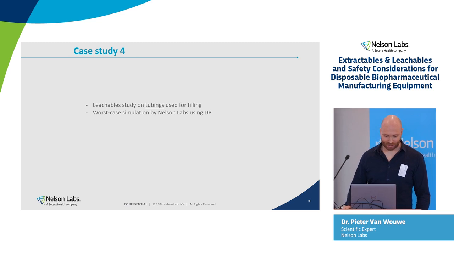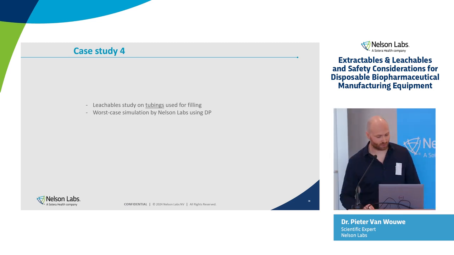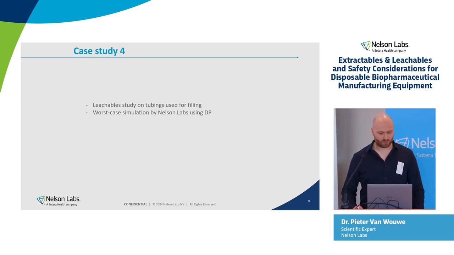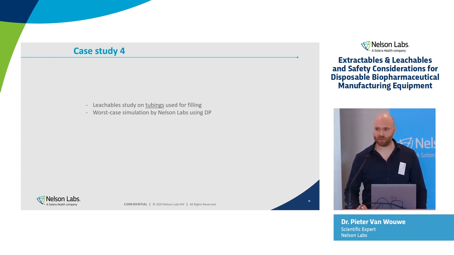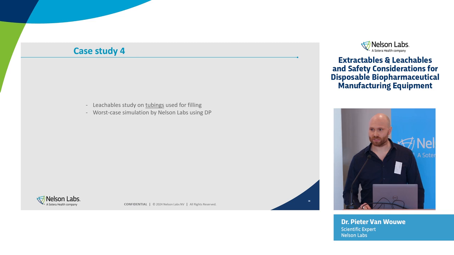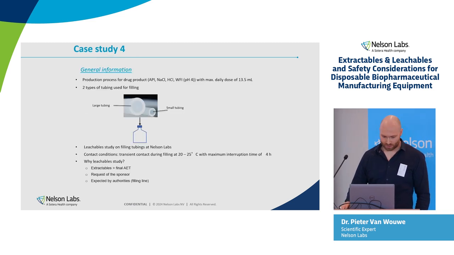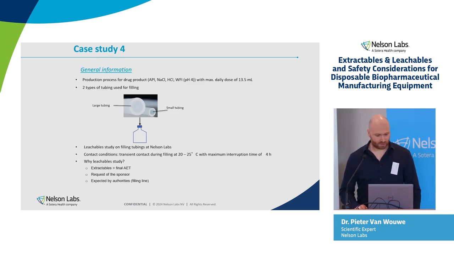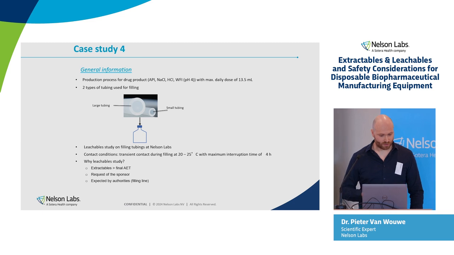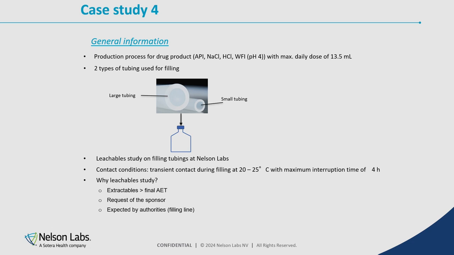And this last case study is one also on tubings used for filling. And we did a worst case simulation at Nelson Labs using the drug products. So this tubing was used for a production process of a drug product with a maximum daily dose of 13.5 milliliter. So maximum daily dose, again, that is really the most important information that we need to have to calculate an AET.